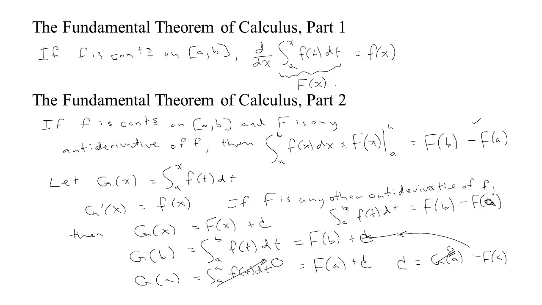That if you want to find this limit of Riemann sums, you just take any antiderivative, it doesn't matter which one, and you take the value of the antiderivative at the upper bound minus the value of the antiderivative at the lower bound, and you'll have the definite integral calculated. That's a huge time saver.